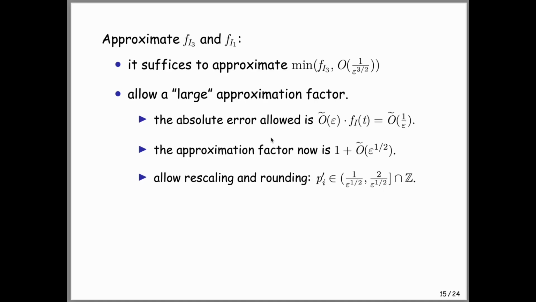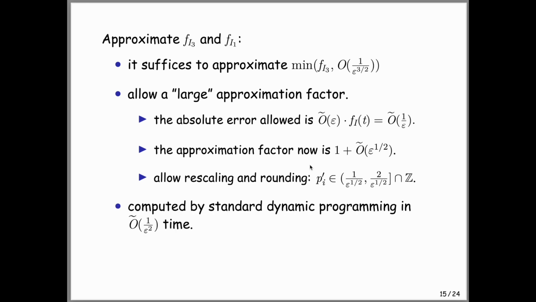To approximate the value function of I3, the additive error we need is 1/epsilon, and since the contribution of I3 is at most 1/epsilon raised to the power of 3/2, the approximation factor can be 1 plus the square root of 1/epsilon. Then we can rescale and round. After that, it can be computed by standard dynamic programming in quadratic time.